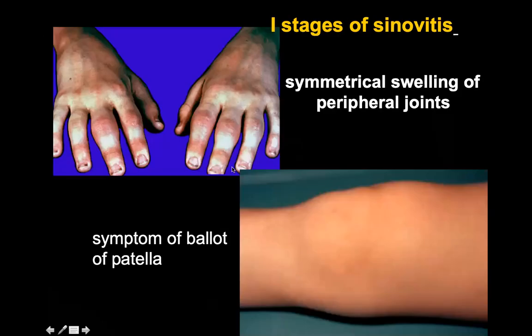The first stage is synovitis. When you take a look at the wrist, you could see symmetrical swelling of peripheral joints. When we speak about the knee, there is a good symptom of dilatation of the patella. When you press on the patella, it moves like a button. So when you press on it, it will go up like a button.